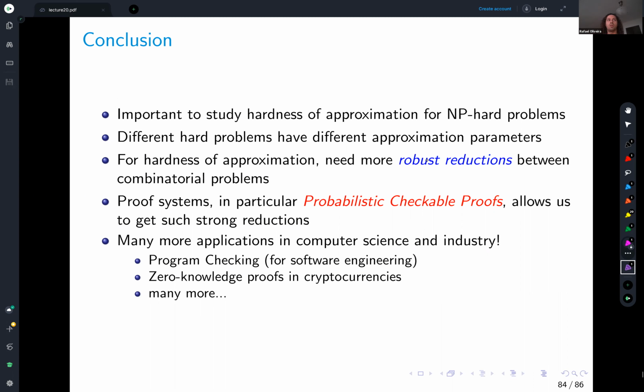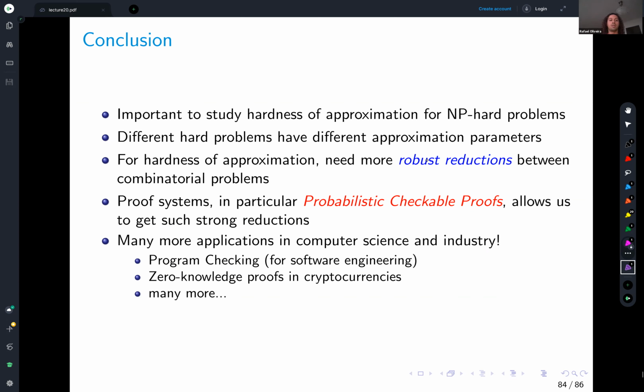And we also learned that to obtain hardness of approximation results, we need more robust reductions between combinatorial problems. We need to reduce problems to yes instances and very much no instances. And in particular, we saw that probabilistic checkable proofs allow us to get such strong reductions. Not only do they allow us to get strong reductions, but they're equivalent to these reductions existing.